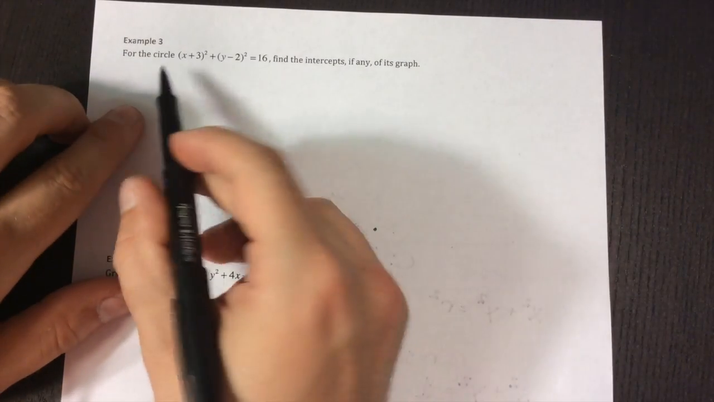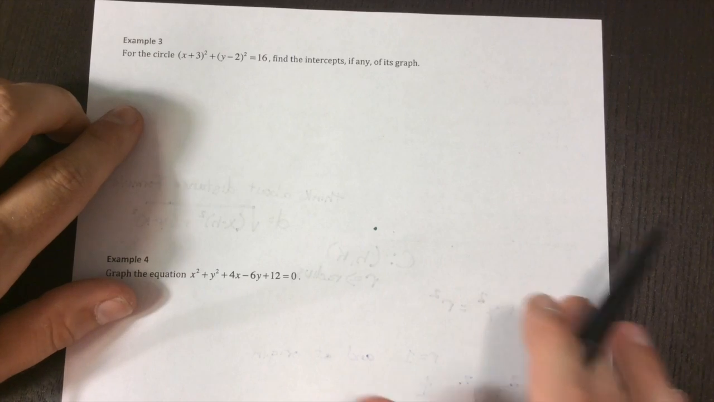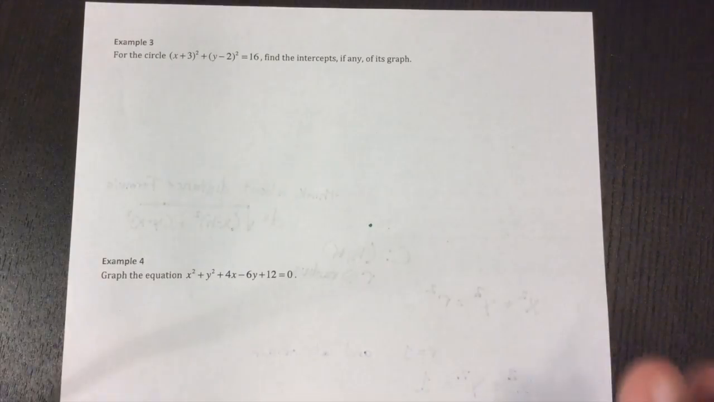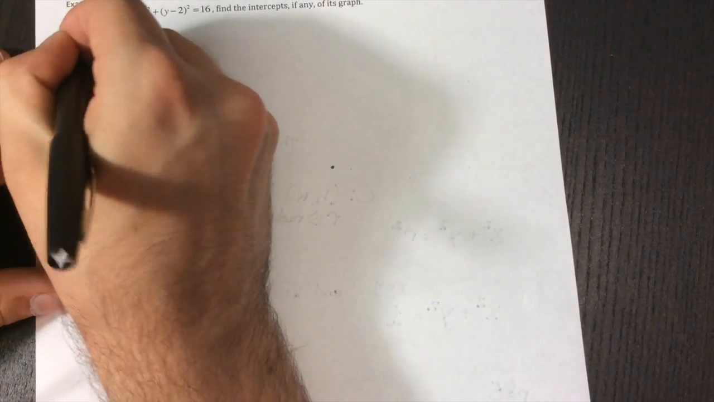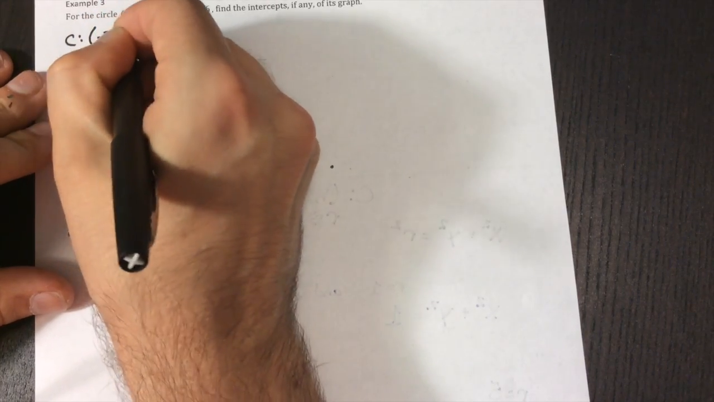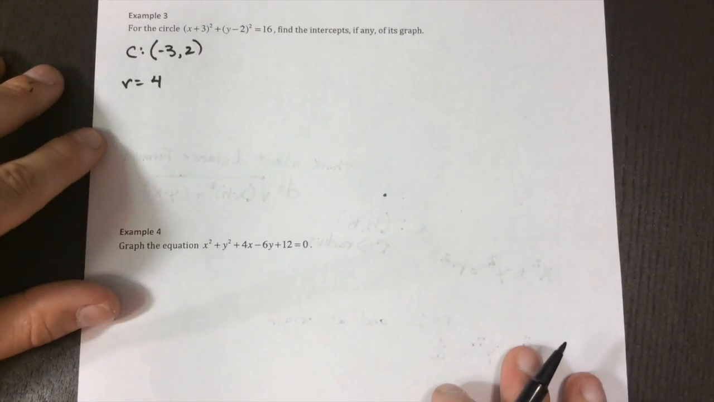So for the circle, given this equation, find the intercepts, if any, and graph it. Hopefully this looks familiar, because this is the exact same question as before. So we know where the center is. The center is at -3, 2. We know what the radius is. The radius is 4. Let's put that on the screen.